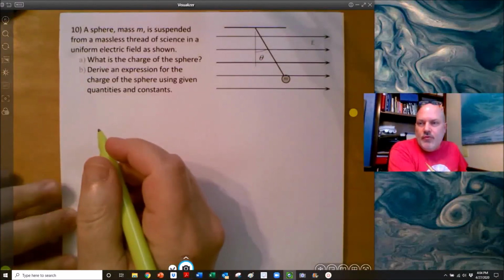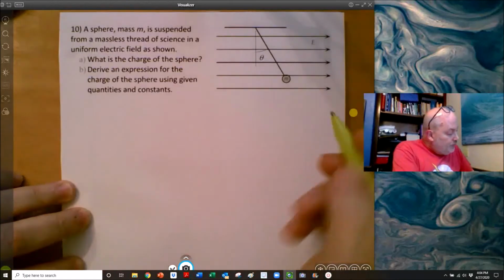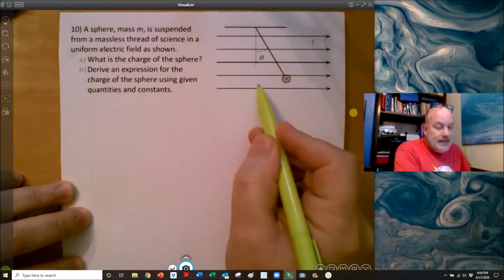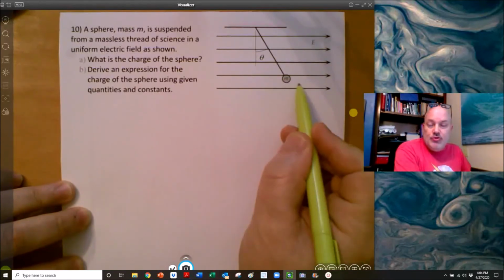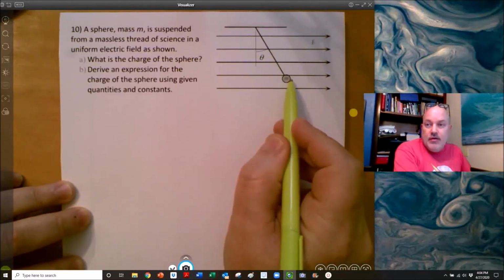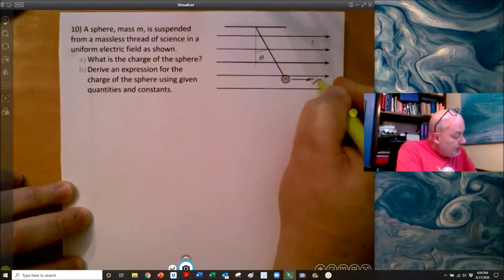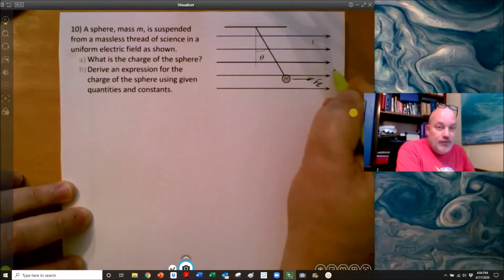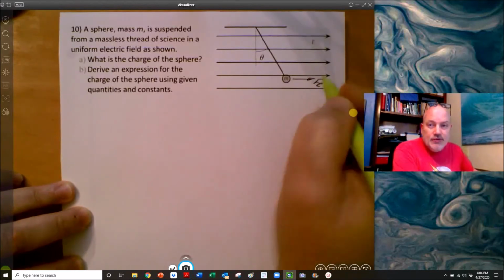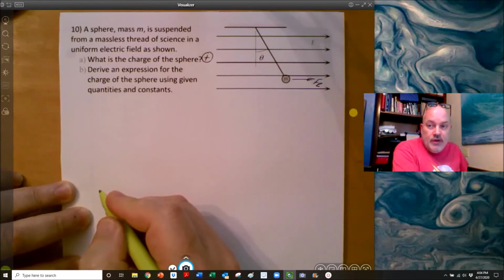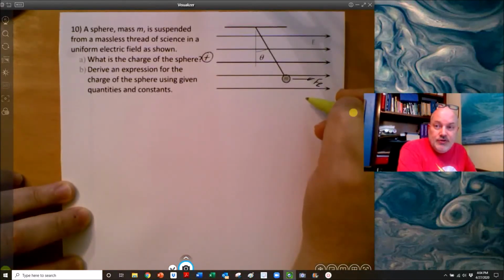All right, first off, what's the charge on the sphere? Well, we can see that this sphere would normally hang straight down, but it's being pushed to the right because the thread is tilted to the right. So there has to be a force this way. It's an electric force. The electric field is to the right, the force is in the same direction, so that means the sphere must be positive. Okay, now derive an expression for the charge.